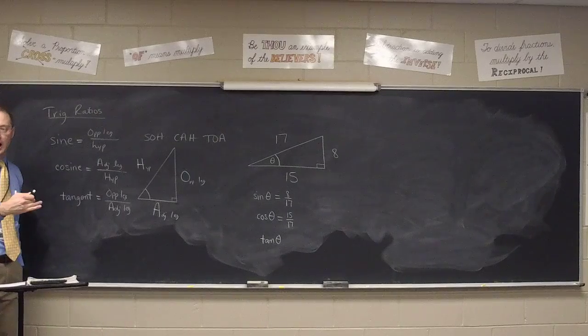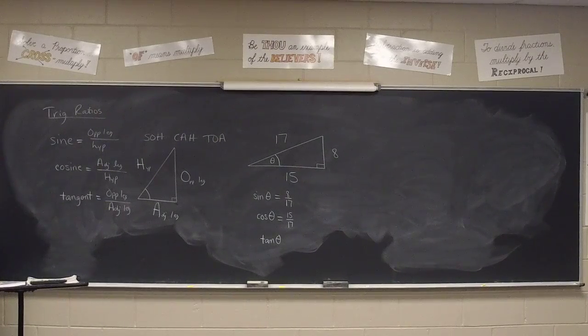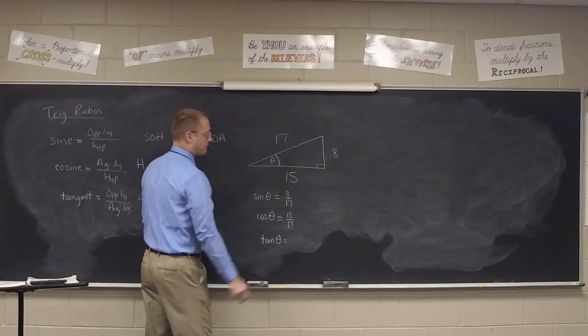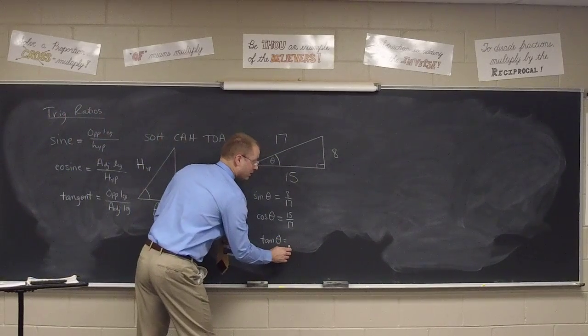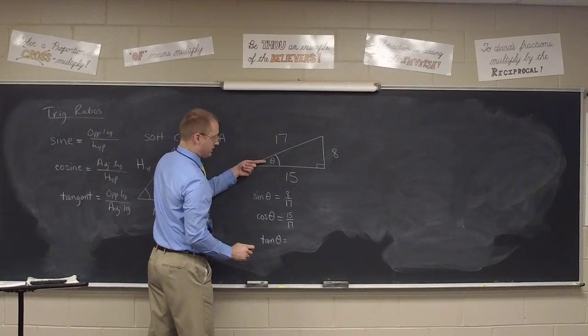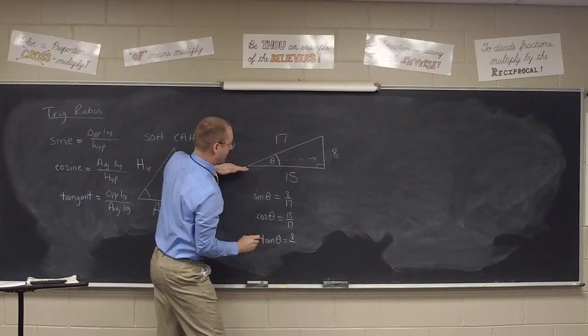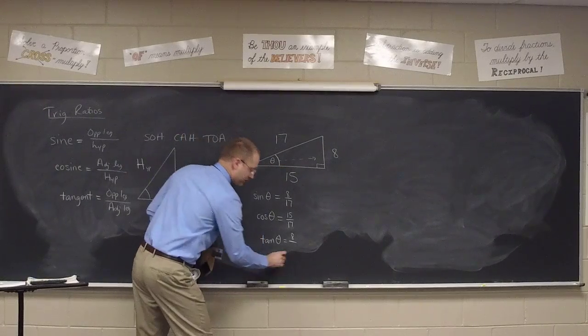Tangent, TOA. Well, tangent's going to be what over what, Jamie? Opposite leg over adjacent leg. All right, so for this angle theta, what's the length of the opposite leg? Would it be 15? For this angle theta, the opposite leg. Okay, 8. And then the adjacent leg, the one that is part of the angle, 15.